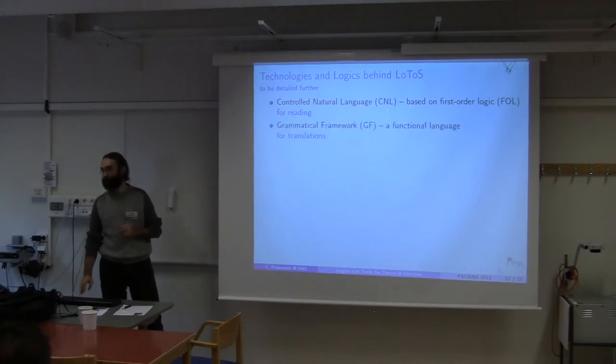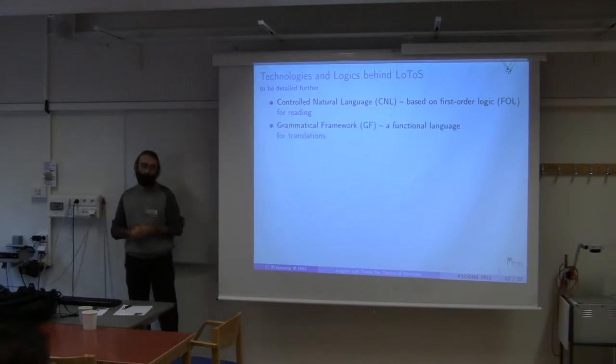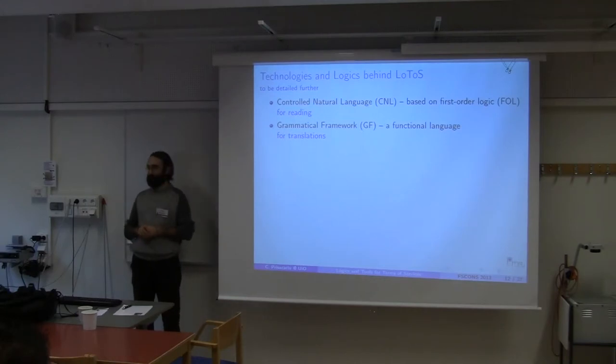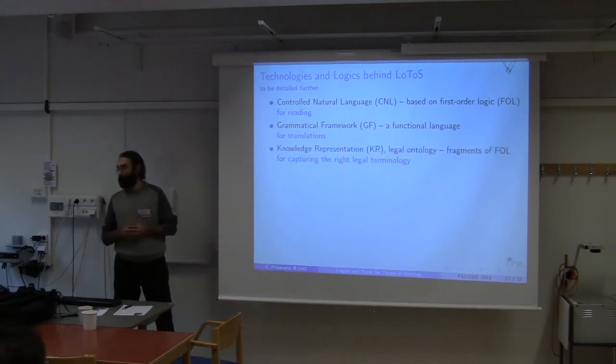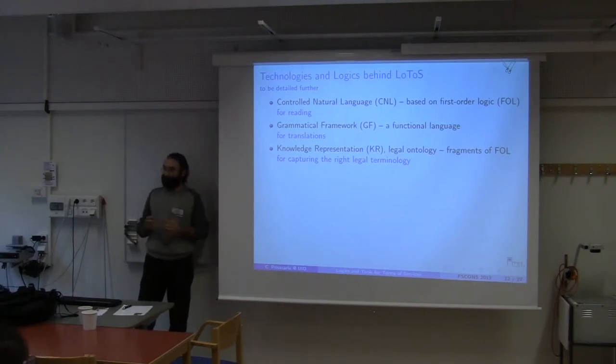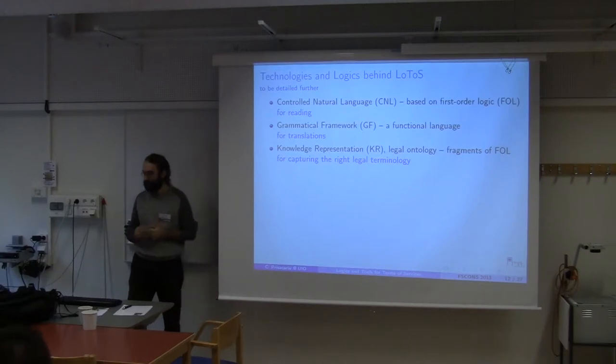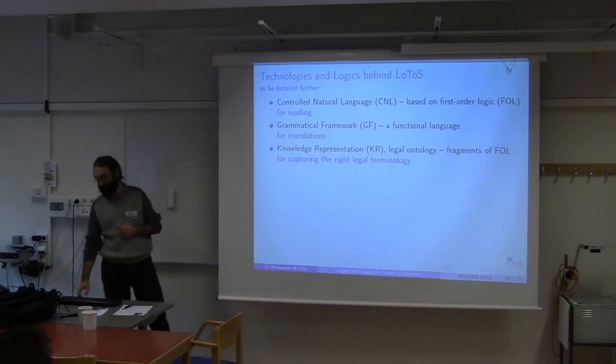We see more details. For the translation of the text, there is mature technology called grammatical framework, which is much like a functional language. Then for capturing the right legal terminology and relationships between this terminology, we would need some knowledge representation, some legal ontologies. These are also based on fragments of first order logic.